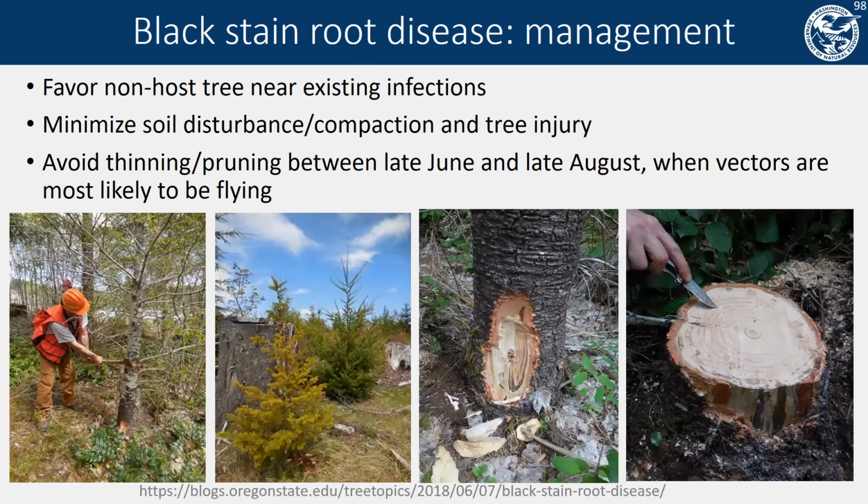So what can we do about this? Well, we want to favor non-host trees near existing infections. This is not something you really take into management decisions unless you know there's already existing infections on your property or just right next to your property. You also want to minimize soil disturbance or compaction and tree injury. This is always a good thing to do, but in this case, that stress makes those trees more attractant to those insect vectors. And similarly, we want to avoid thinning or pruning between late June and late August, because that's when those insects are most likely to be active and flying between trees.